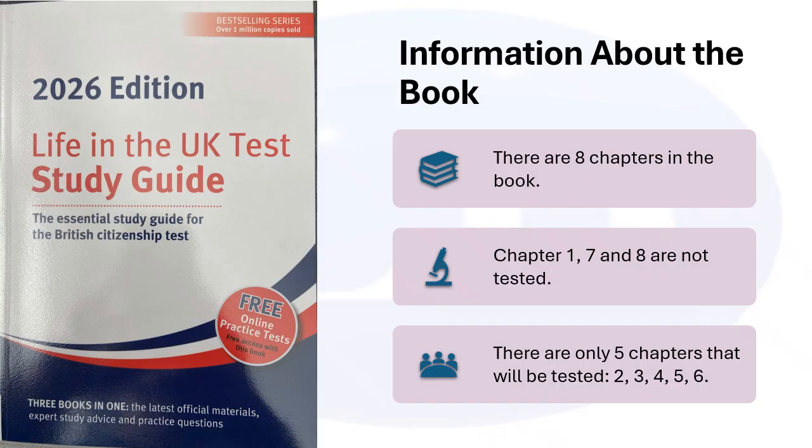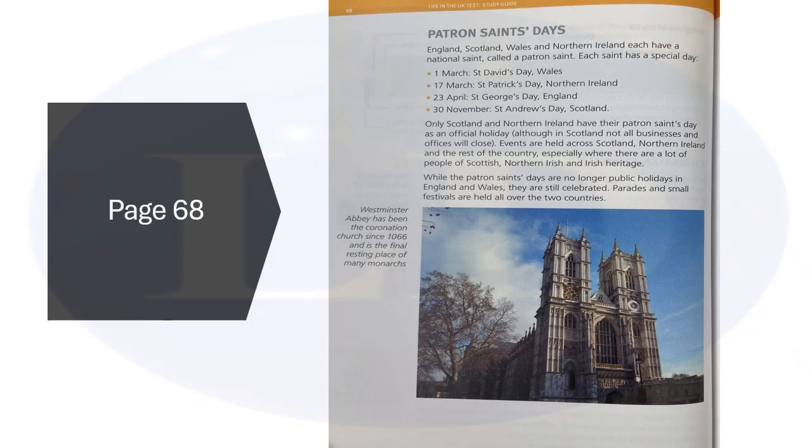This is the introduction about the book, so you can stop your video here and have a look at that. There are 8 chapters. We only cover 5 of them. We will be starting at page number 68 today, and this is about patron saints in the UK. England, Scotland, Wales, and Northern Ireland each have a national saint.